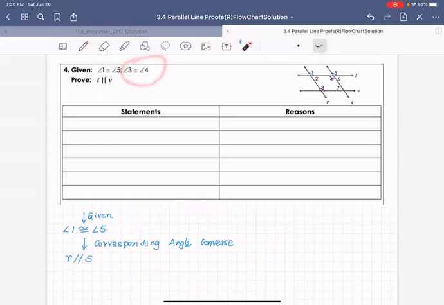We have something there. Angle 3 is congruent to angle 4. This is given, right? Okay.